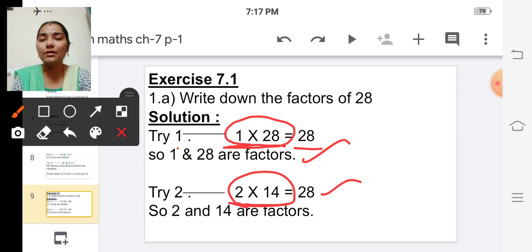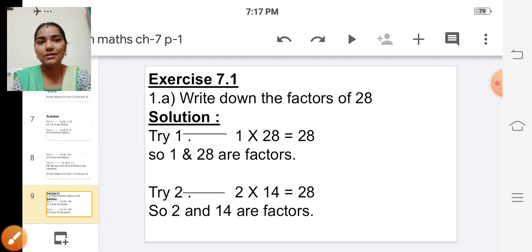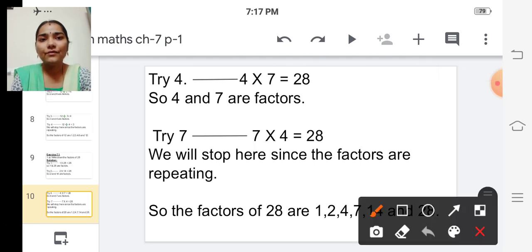If we take the 3 table, will 28 come in the 3 table? No, isn't it? It will not come because 9 3s are 27 and 10 3s are 30. So we need not try the third table. The next table is the fourth table. If we try the fourth table, then 4 7s are 28. So 4 and 7 are factors of 28.